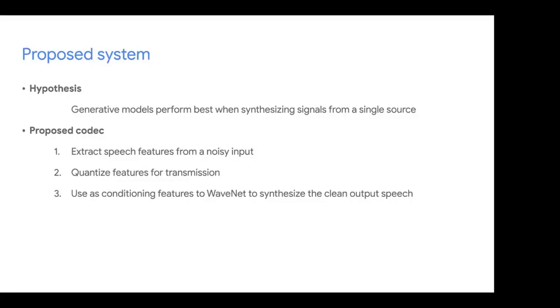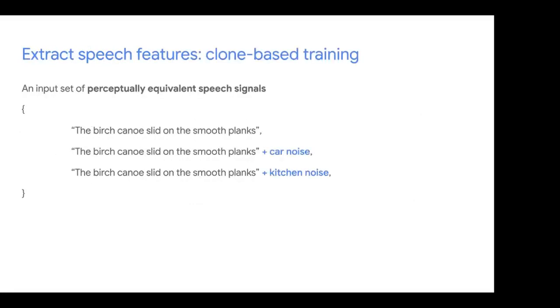We try to get features that will look the same regardless of whether it's clean speech or noisy speech. That's the idea: to extract features that are noise robust. That's what we do in this codec. So for instance, we put in a set of recordings of the same clean speech with different types of noise. So it's the same clean speech, a set of perceptually equivalent inputs, especially for intelligibility. We want to get features that disregard the background noise and just get the essential features for speech. That's the goal, at least.